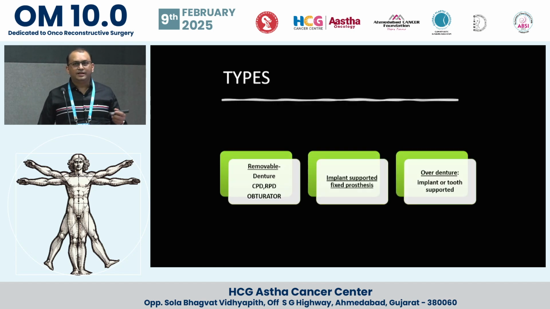there are multiple types of rehabilitation. One is removable, another is overdenture supported by implants or teeth, and third is implant supported fixed prosthesis. My main focus would be on fixed prosthesis because I feel that like we like fixed teeth, I think these patients also deserve to have fixed teeth, and removable teeth usually cause irritation and those are not very comfortable.